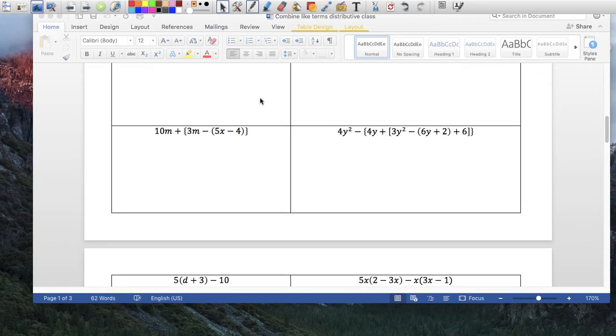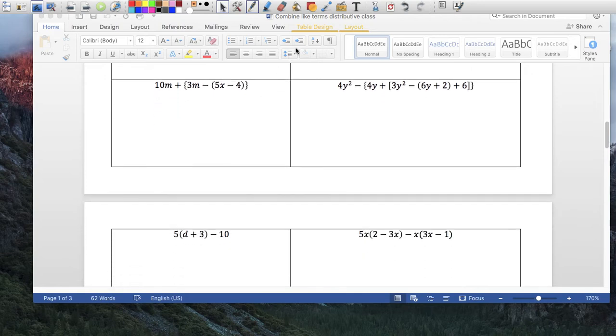Just got to be careful. Well, this one, there's a parentheses inside of a bracket, so let's take care of things. So it's 10m plus, inside this bracket, you have 3m, leave it alone yet. And let's take care of this, right? So that you're going to work yourself from in to out.